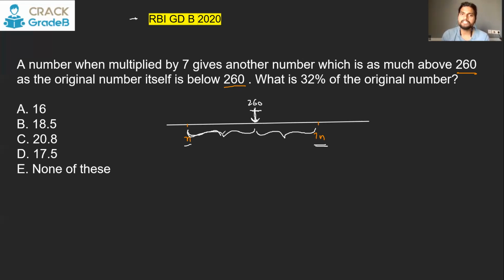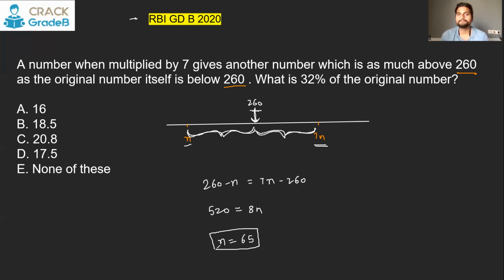What is the difference between these two numbers, 260 and n? Difference means 260 minus n. The same difference should be between these two. That means that should be equal to 7n minus 260. That gets us 260 plus 260, 520 on one side. n goes this side, that gets us 8n. That means n is equal to, 8 6s are 48, 8 5s are 40, n is equal to 65.